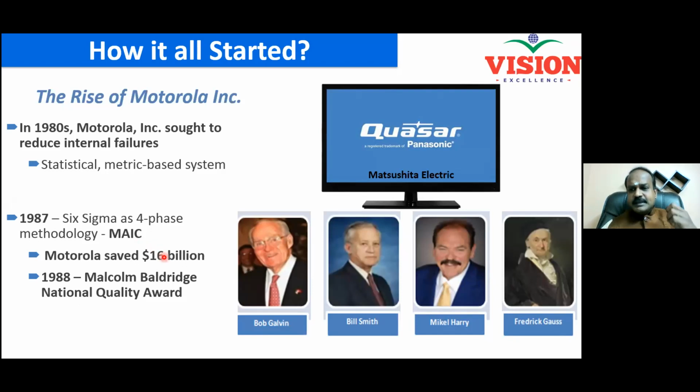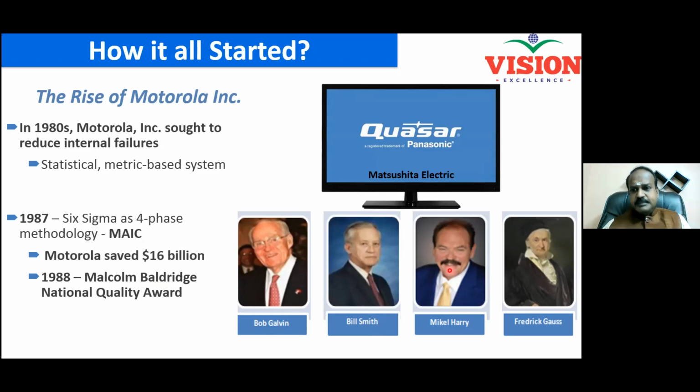As a result, they started producing quality products, and that has helped Motorola make a saving of $16 billion exclusively through Six Sigma projects. And that's not a small amount, $16 billion in those days, even today. Motorola was awarded the Malcolm Baldrige National Quality Award in the year 1988. And today Bill Smith is known as the father of Six Sigma.